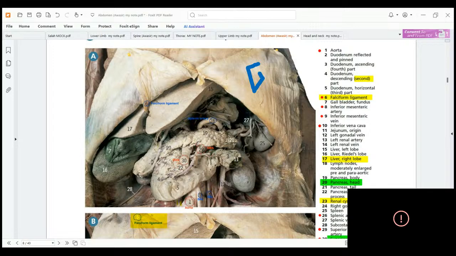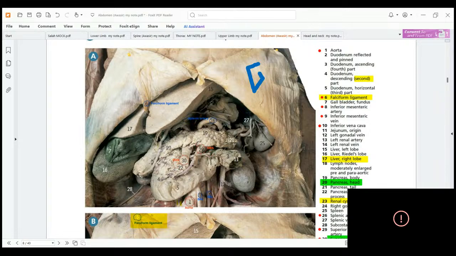2. 9. 9 is inferior mesenteric vein. 10. Where is 10? 10 is inferior vena cava.